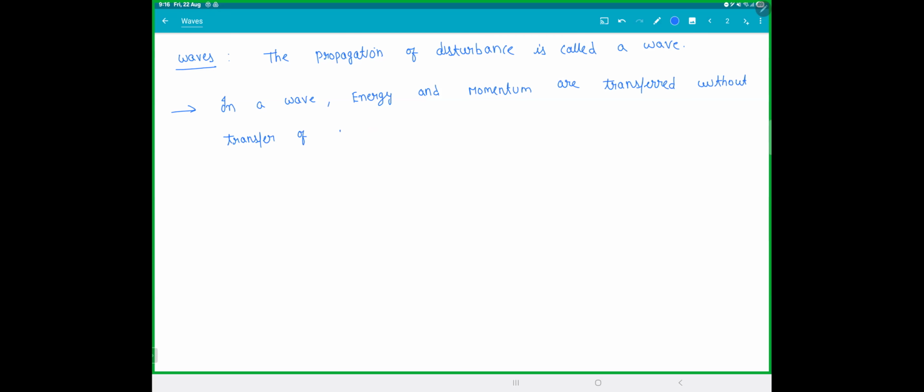Or transfer of matter. So you can classify waves based on the medium. You can classify them into mechanical waves and non-mechanical waves. What are mechanical waves? These things require a medium to travel.